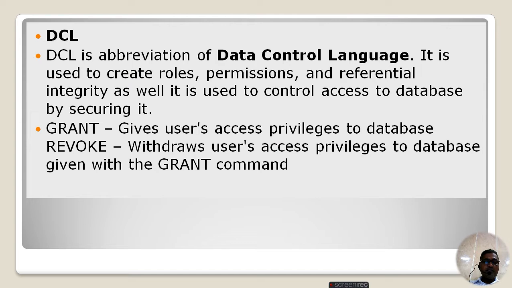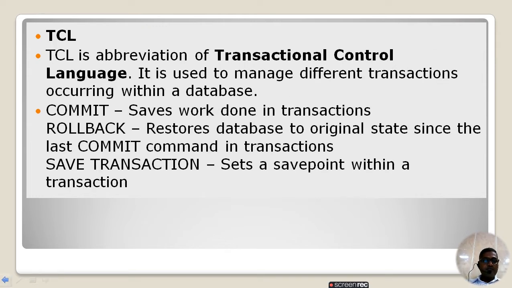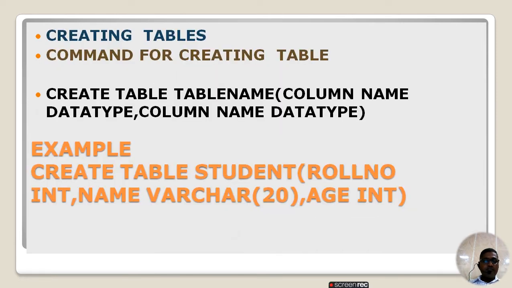Then we have the data control language. We can give permission to the user by using grant and revoke. Special permissions, like read and write permissions, are given to a particular user. Then we have the TCL, that is the transaction control language. We have commit: once we issue commit, the data will be saved permanently to the database. Rollback will undo the changes to the last save point. So this is about the different DDL, DML, DCL and TCL.